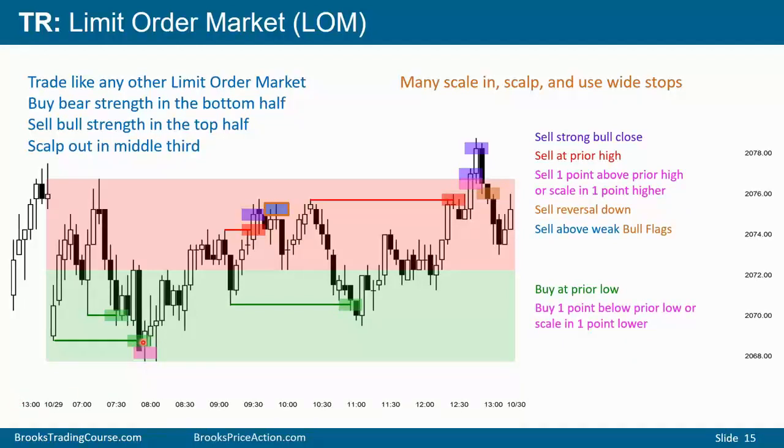Many will also scale in lower, so they'll buy at that low and they'll buy more 1 point lower, expecting the market to go back above the breakout point. That would allow them to get out break even on their first entry, and with the scalper's profit, a 1 point profit on their lower entry.